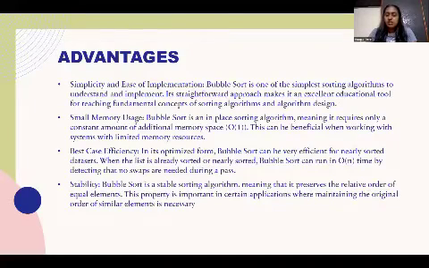Best case efficiency. In its optimized form, bubble sort can be very efficient for nearly sorted data sets. When the list is already sorted or nearly sorted, bubble sort can run in O of n time by detecting that no swaps are needed during a pass. Stability. Bubble sort is a stable sorting algorithm, meaning that it preserves the relative order of equal elements. This property is important in certain applications where maintaining the original order of similar elements is very necessary.